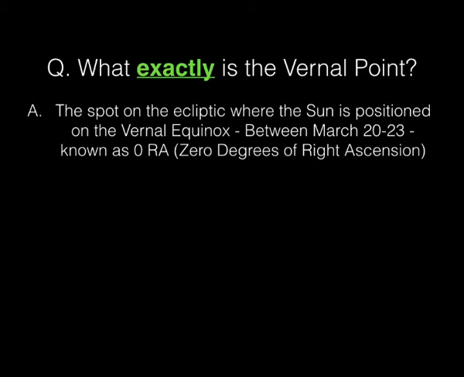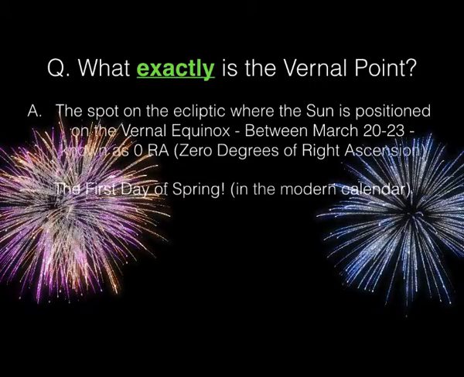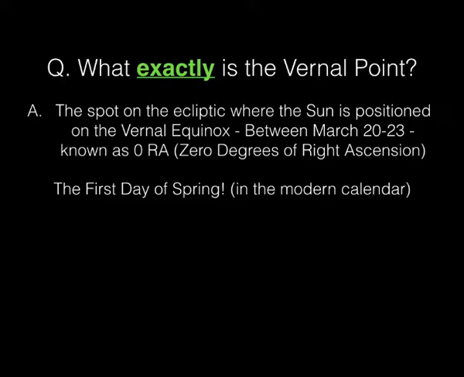Now, the next question is, what exactly is the vernal point? Okay, this is very important because we use the vernal point in everything we do in astrology. It is the point on the ecliptic, that line we just saw, where the sun is positioned on the vernal equinox, which usually takes place between March 20th and 23rd, depending on the year. And this is known to astronomers as 0 RA, or 0 degrees of right ascension. It also is, for those of us who are lay people, the first day of spring in the modern calendar. In the old calendar, it was mid-spring day. Okay, let's not get into that right now, but that's the first day of spring.